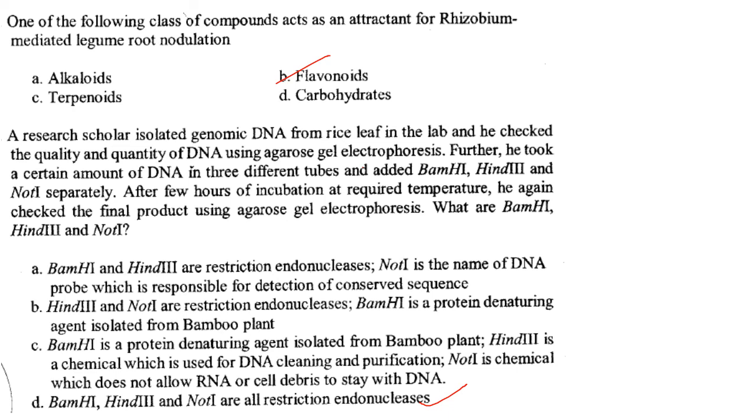So what did he do? He took isolated genomic DNA, then found the quality and quantity of the DNA using agarose gel electrophoresis, to see whether it is good or bad and how much DNA he got. Then he took the DNA in 3 different tubes. He added BamHI to one tube, HindIII to another tube, and NotI to the other tube. Then he incubated at the required temperature and checked the final product using agarose gel electrophoresis. So the question is, what are BamHI, HindIII and NotI? They are all restriction endonucleases. So answer is option D.